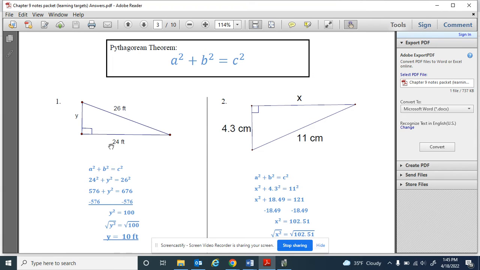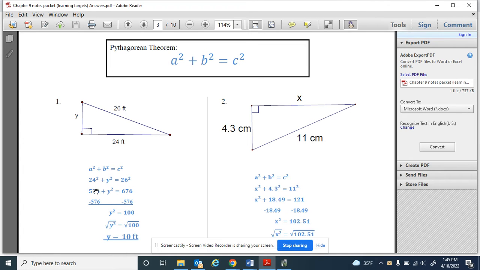So what we're going to do is set up our Pythagorean theorem with our two legs squared added together, equaling the hypotenuse squared. So here's my formula. A squared plus b squared equals c squared. I know my first leg is 24, but now my other leg, I don't know the answer. I don't know it, so I'm going to call it y as it's labeled here. So I have y squared equals 26 squared.